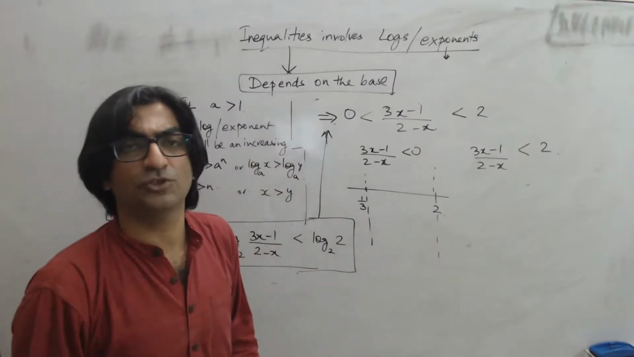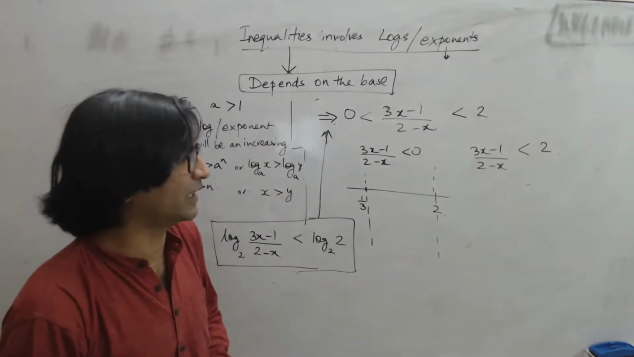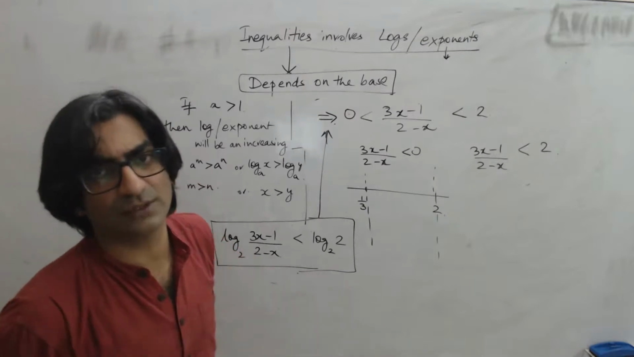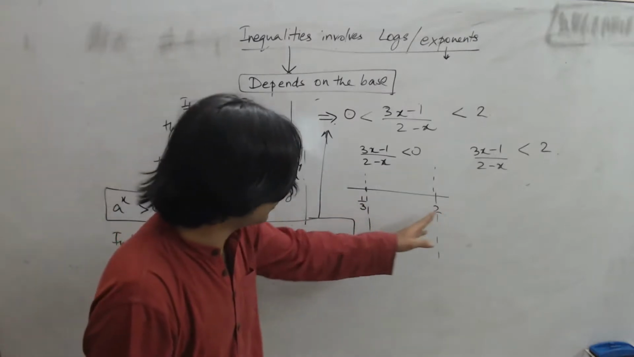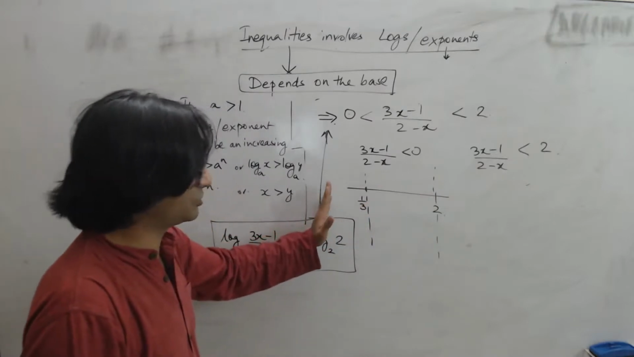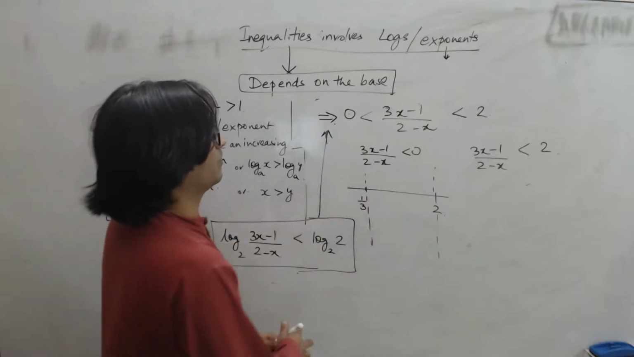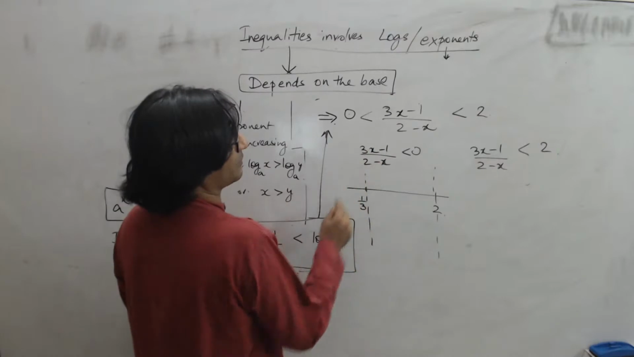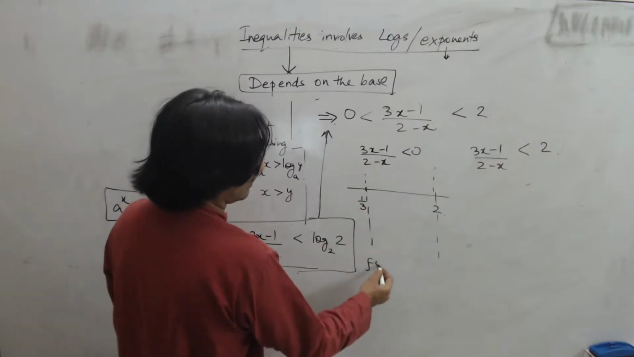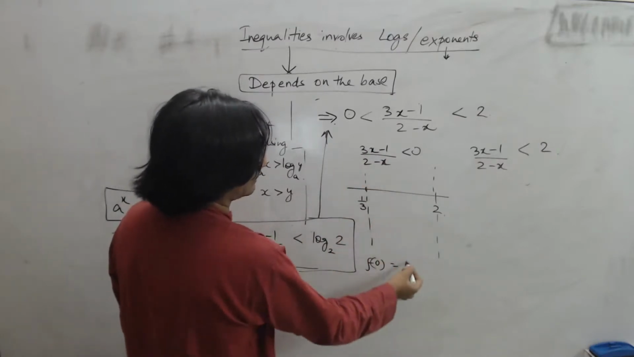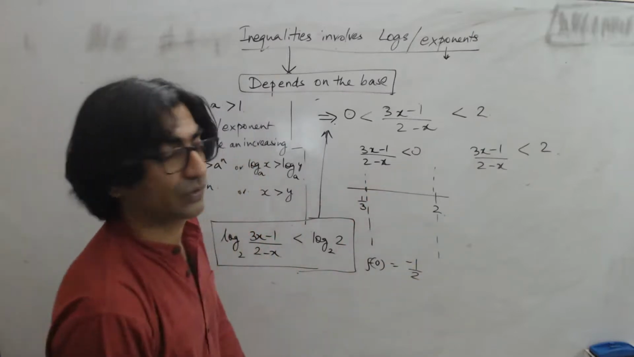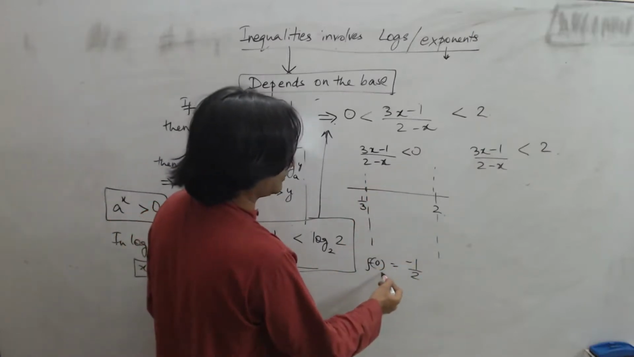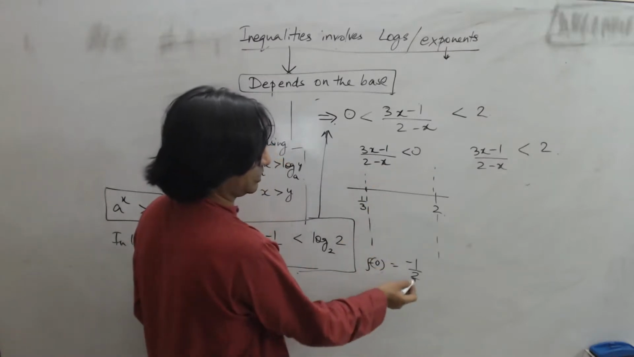Let me substitute any value from one of the three regions. Right? I like to substitute origin. I like to substitute x equal to 0. So first of all, where is x equal to 0? Less than 1 by 3. So x equal to 0 is in the leftmost region. But when I put x equal to 0, numerator becomes minus 1. Numerator is minus 1 and denominator is 2. So the value at x equal to 0 is negative.